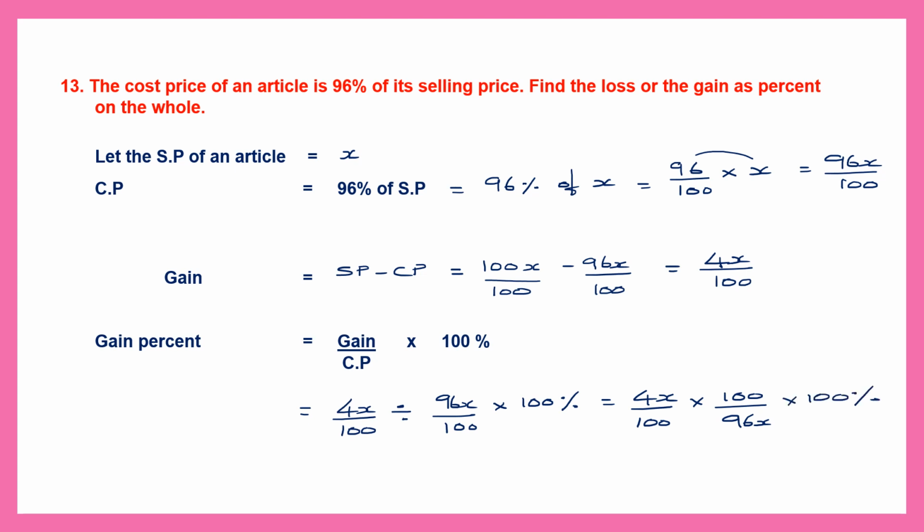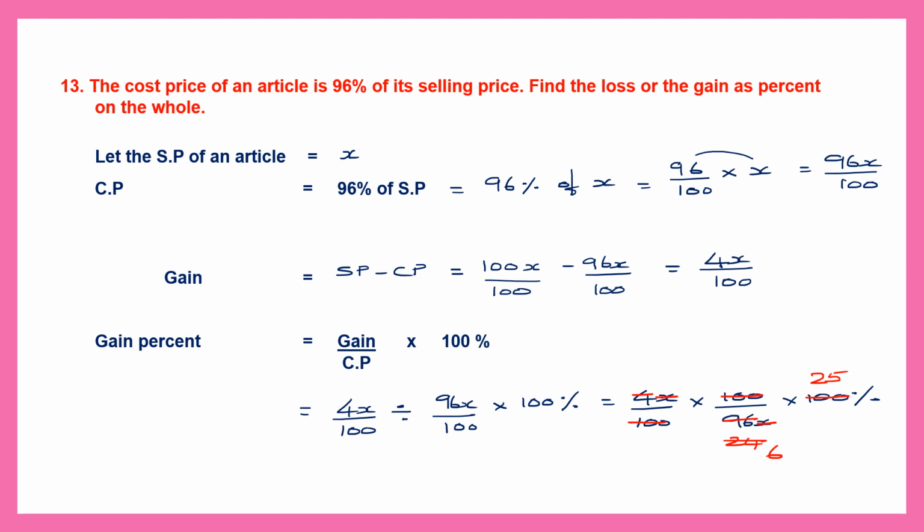Now let's cancel. I can cancel this 100 and this 100. I can cancel the x. I can cancel 4 and 96. 4 into 24 is 96. So now what do I have? 100 by 24. This also I can reduce to the lowest term. I can divide both by 4. 4 sixes are 24, and 4 into 25 is 100. So what do I have?